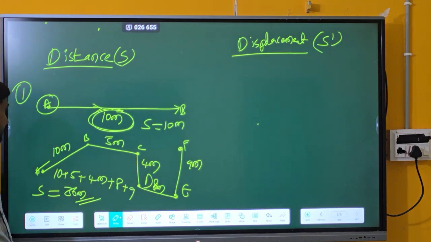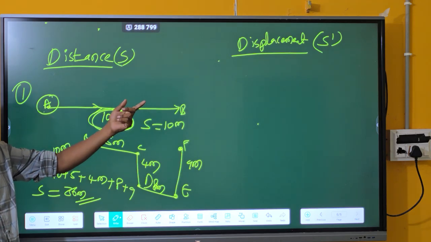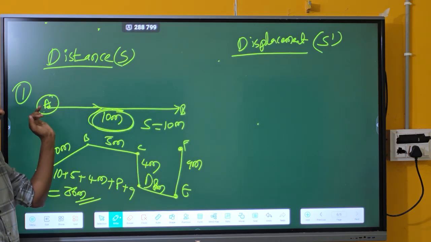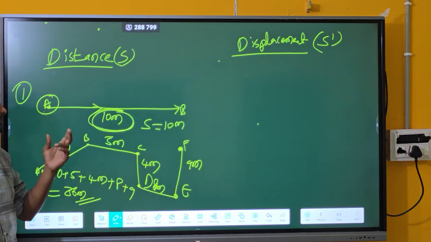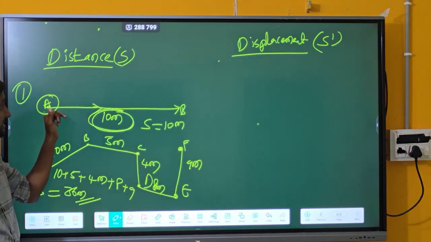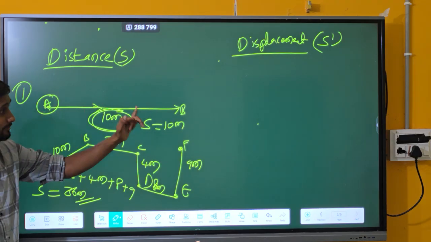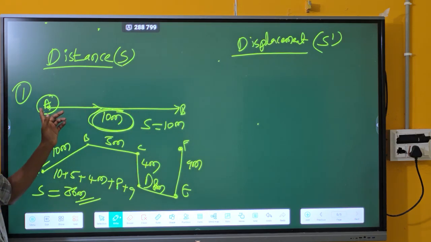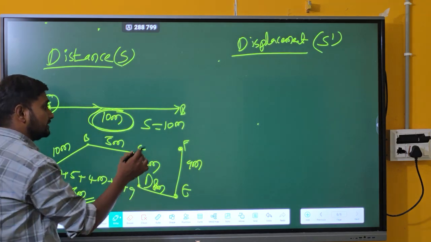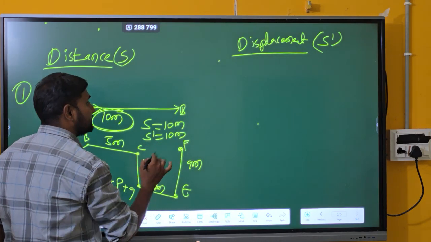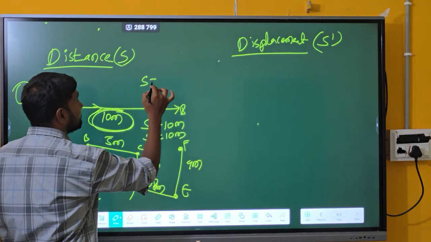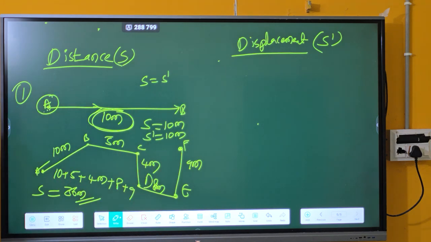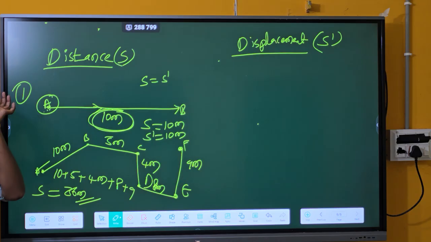What is the displacement of the body? What is the starting position of the body? A. The ending position? B. The motion started from A and ended at B. When we draw a straight line between the starting position and the ending position, the distance between them is S dash equal to 10 meters. Here distance equals displacement. Displacement means the shortest distance.